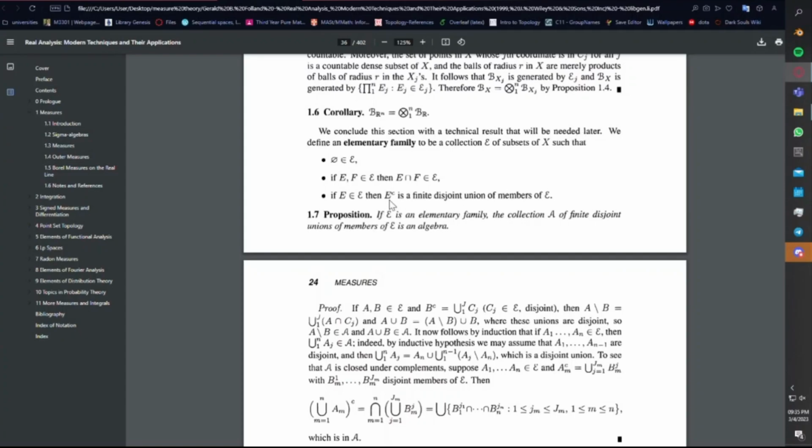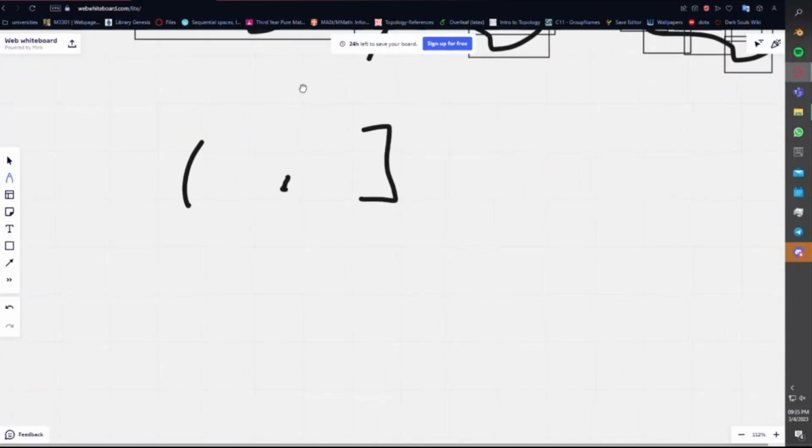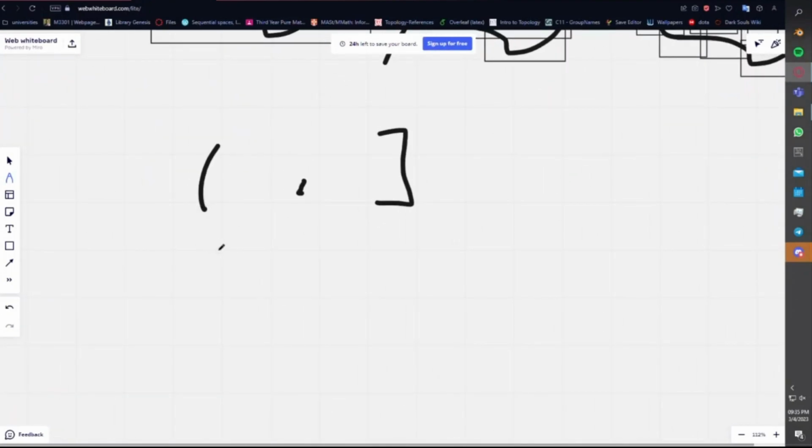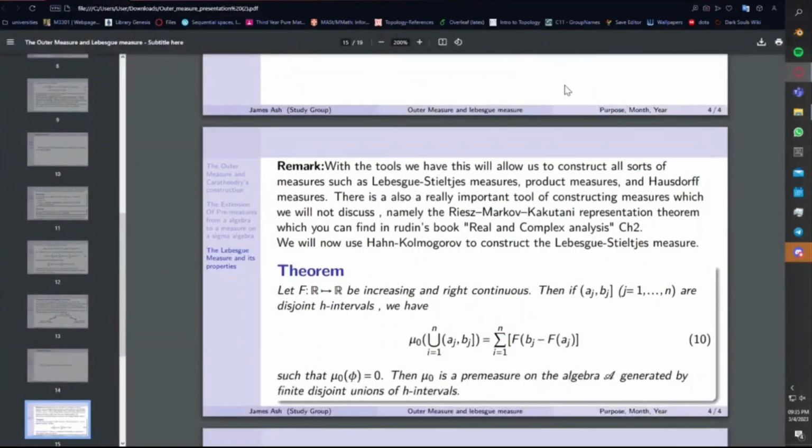The elementary sets are, of course, going to be the half-open intervals. I think it's also safe to say, if you are already in the book, that what we're about to do, you can also do with intervals of this form. It won't make much difference. You just have to do it the opposite way, basically. So we take F. It has to be increasing and right continuous.